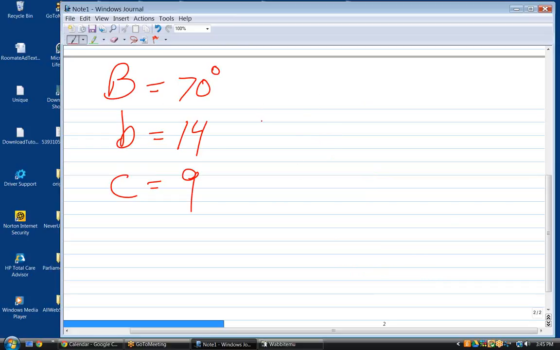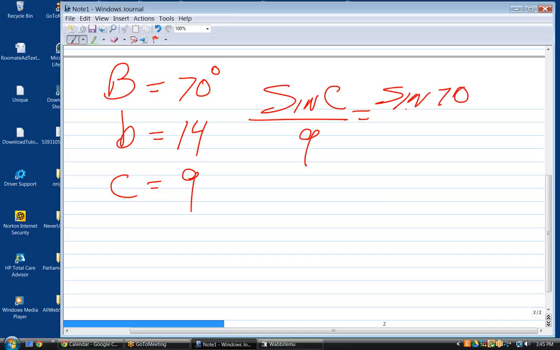So let's try to solve this. What's the first thing we're going to try to solve for? Angle C. Okay. So how should I write my equation? Sine C over 9 equals sine 70 over 14. Okay. So sine C equals that. What number is that?